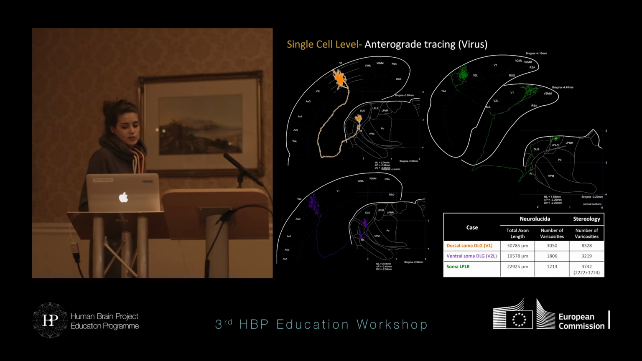And at the end, we didn't want only to have the 3D reconstruction, but also to do a quantitative analysis. So we use Neurolucida and stereology, these two techniques, to find out the total axon length in every cortical area that these neurons are projecting to, and also the number of varicosities or synaptic buttons that these neurons are putting in every layer of the cortex.